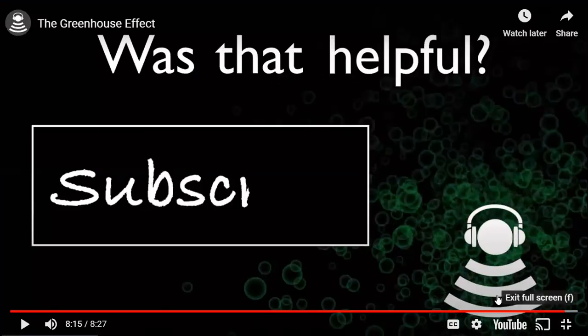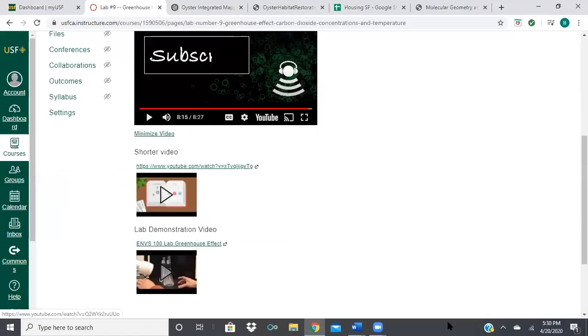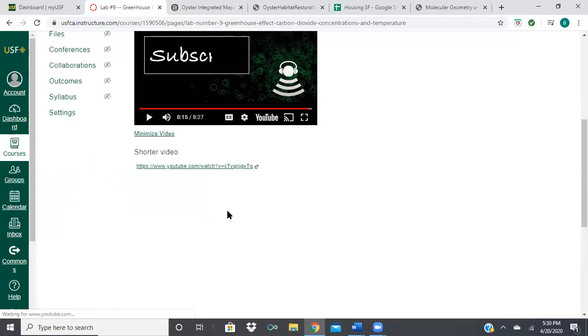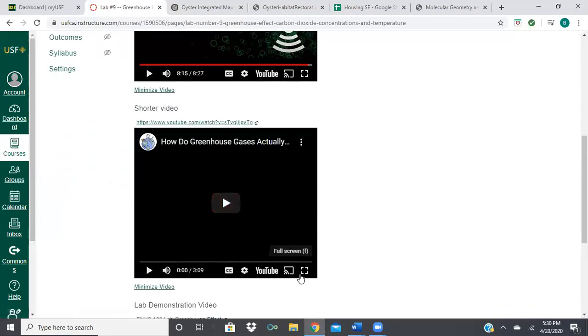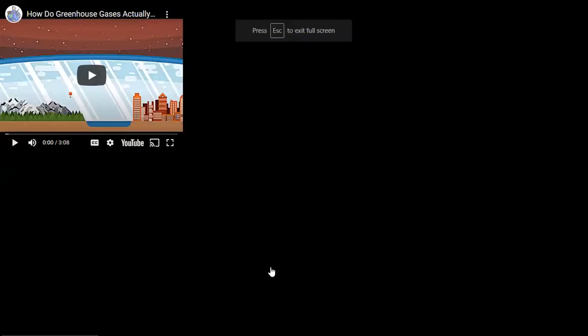Okay, so that was the first one. And then this next one is just going to go a little more into the molecular geometry and the unequal sharing of electrons. This one is a lot shorter as well.